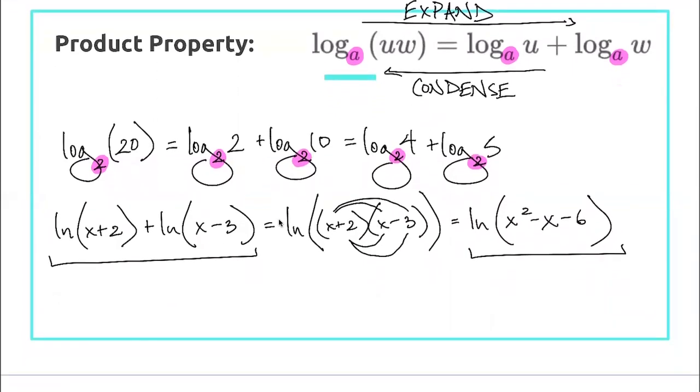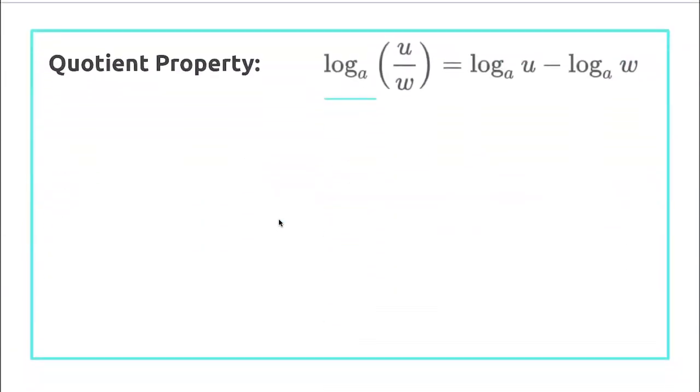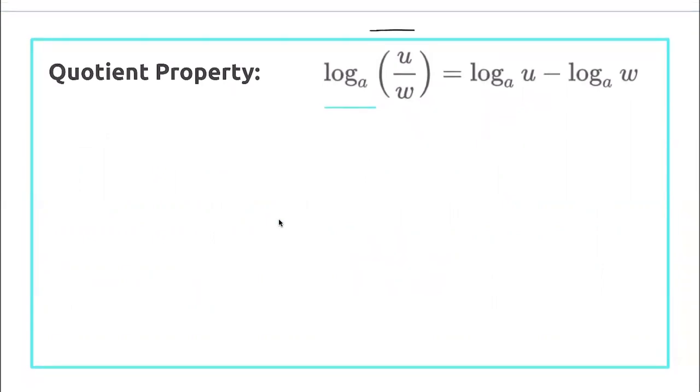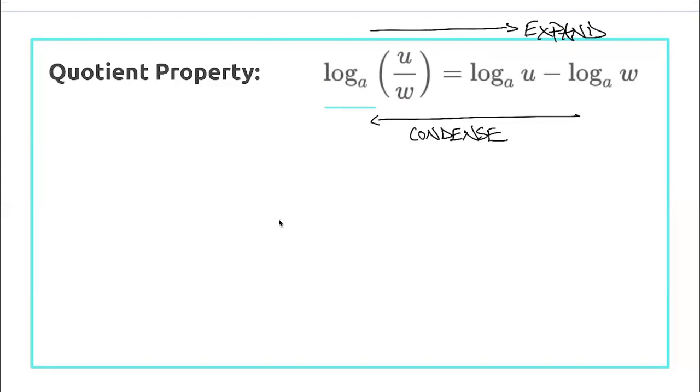All right, let's take a look at that quotient property. Okay, so quotient property, as some of you already picked up on, is very similar to the product property, but instead of adding them, we're going to divide, or instead of adding them, we're going to subtract them. Okay, and so same thing, we can go this way, where we are expanding the log. Or we can go in the other direction where we condense them. But the condensing is what we tend to use when we're solving equations, okay?